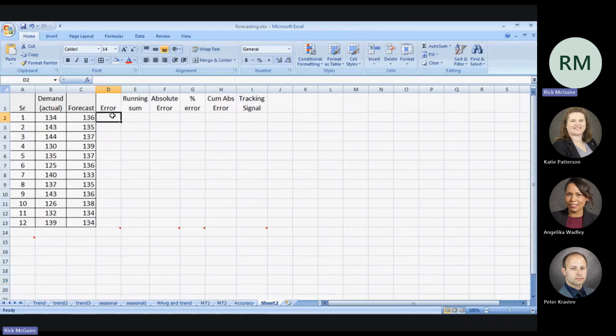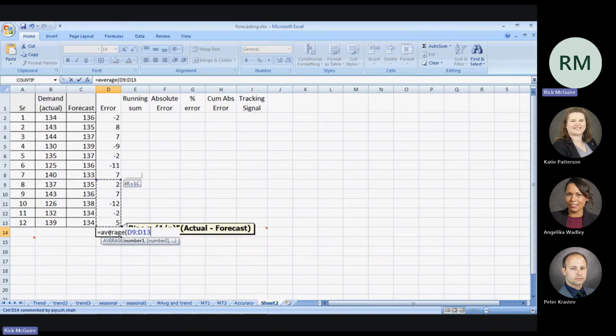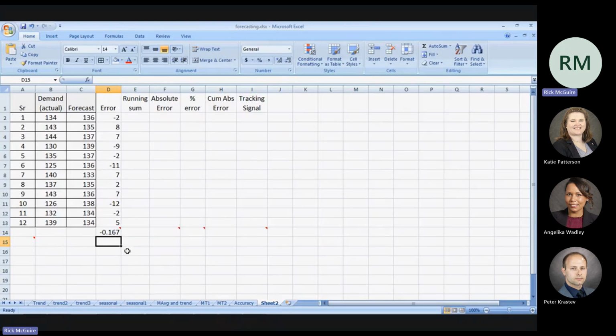The first is the error, which is the easiest. The error is nothing but the actual minus the forecast. Having selected this, I just drag it. So these are the errors of each and every period, and the average of these errors is what we call bias. Bias is the average of these errors. So I say equal to average of all these numbers here, bracket close, enter, gives me bias. In this case, our bias is very close to 0, a negative 0.167.